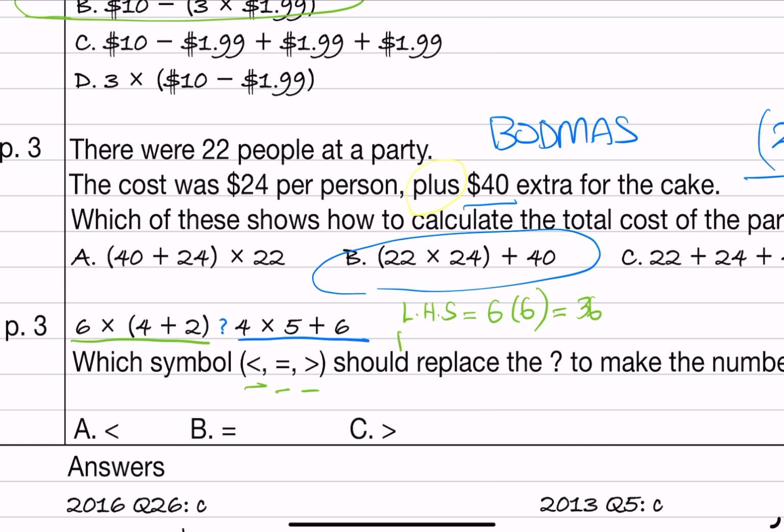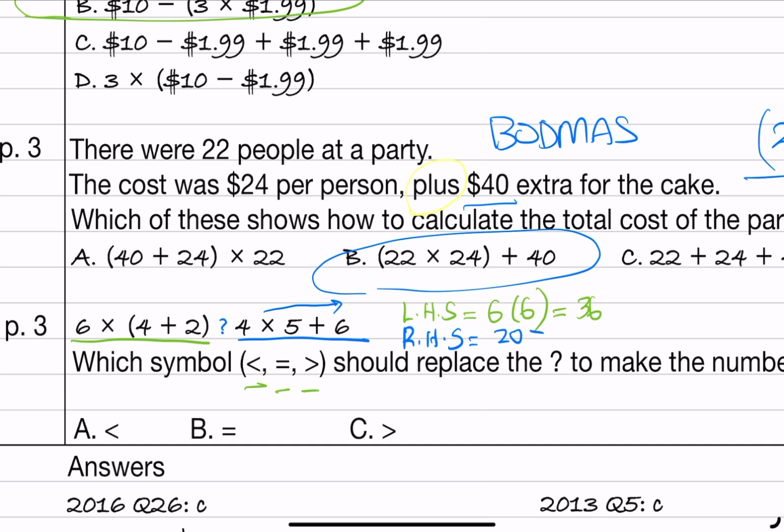I'm going to choose blue. The right-hand side equals 4 multiply. There are no brackets, but there is multiplication, and then there's plus. So we're just going to follow that order.